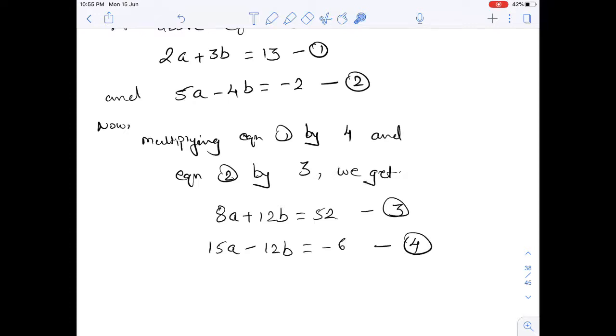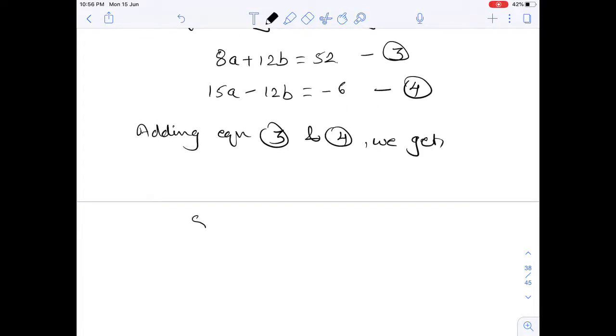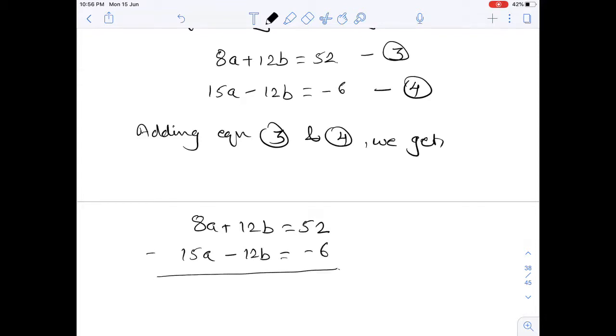Now what are we going to do? We are going to eliminate this one. How to eliminate it? Opposite signs are there, so we will add. Adding equation 3 and 4, we get, so I am writing it here, 8a plus 12b equals 52 and 15a minus 12b equals minus 6. When you add, there will be no change in the sign of this number.